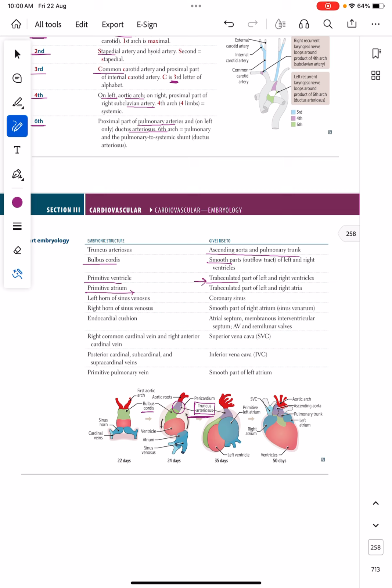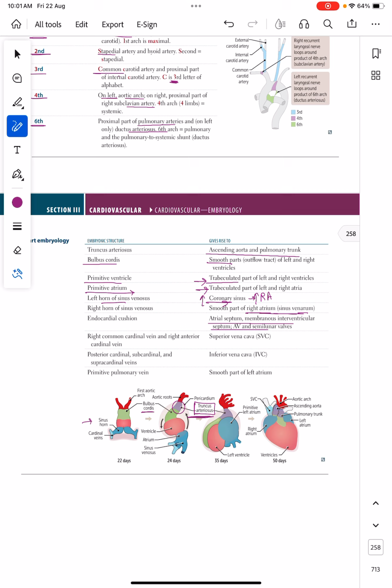Similarly, the primitive atrium gives rise to the trabeculated part, while the coronary sinus is a structure which is directly connected to the right atrium of the heart. So if the pressure rises in the right atrium, it will enlarge the coronary sinus as well. It is formed from the left horn of the sinus venosus. This is the sinus venosus. There are two horns, the left and the right. So from the left side the coronary sinus arises, and from the right horn of the sinus venosus, the smooth part of the right atrium, which is also known as the sinus venarum, arises.